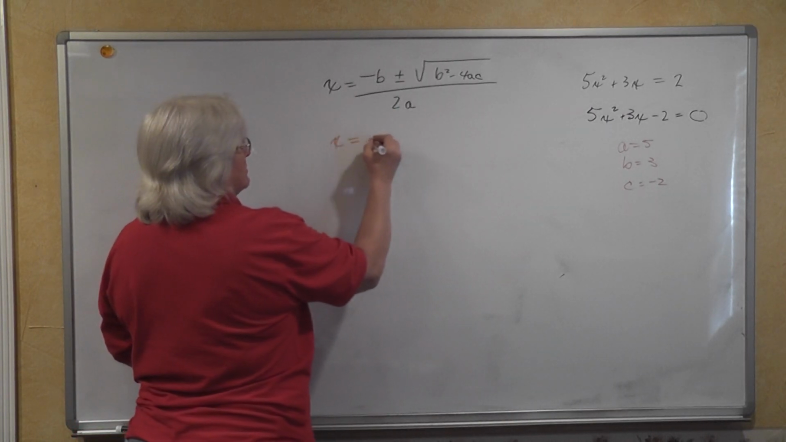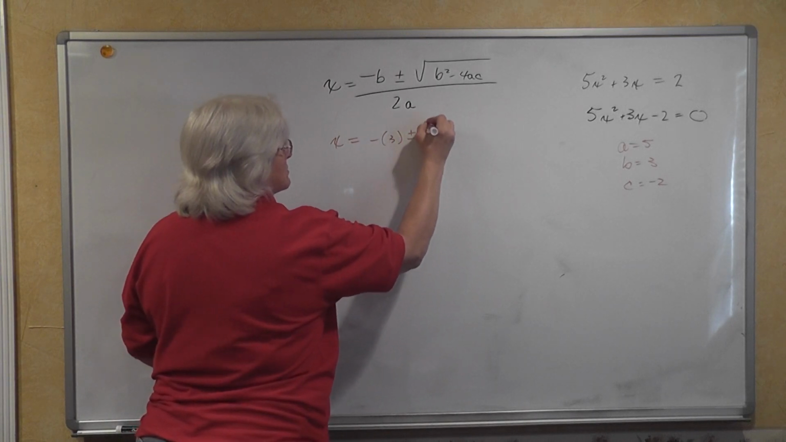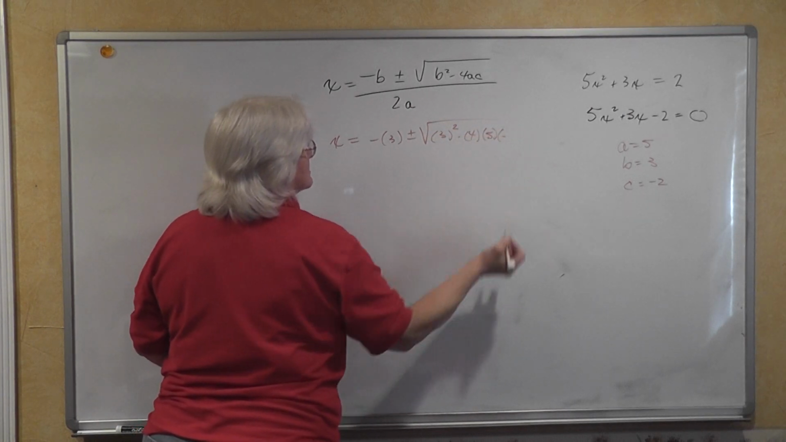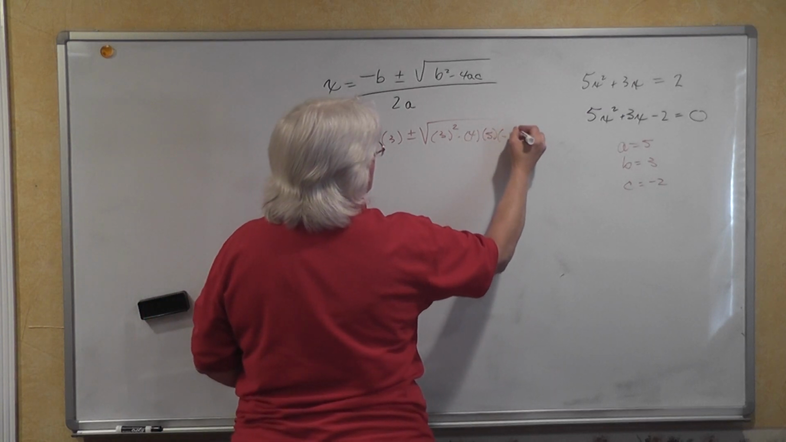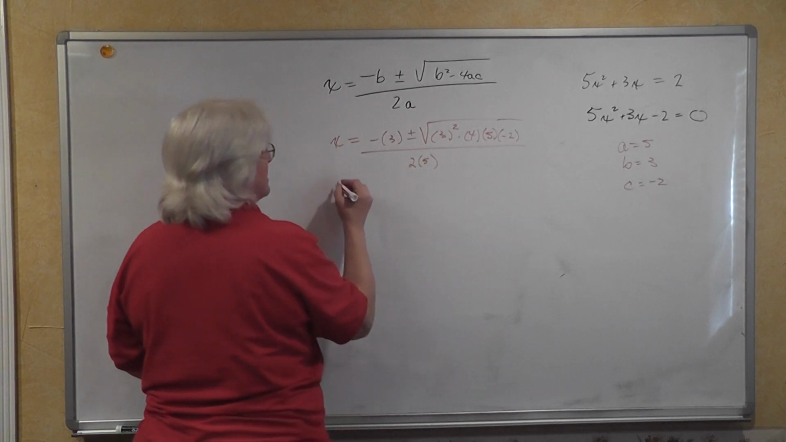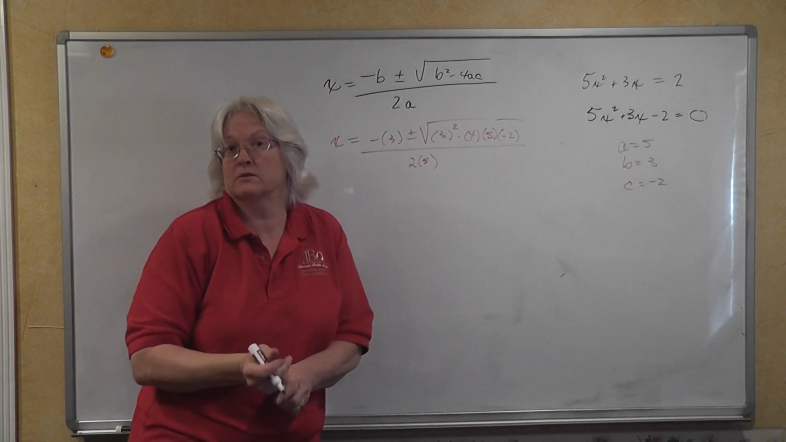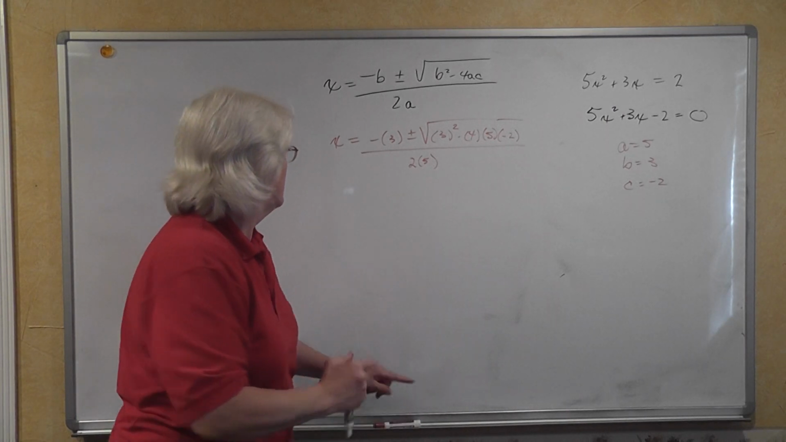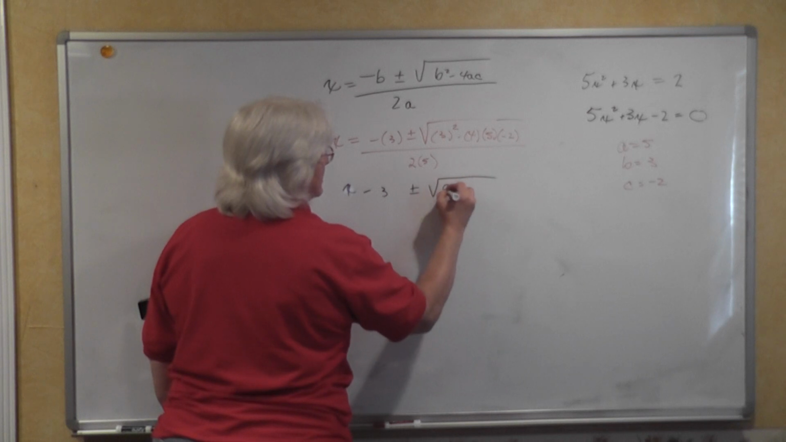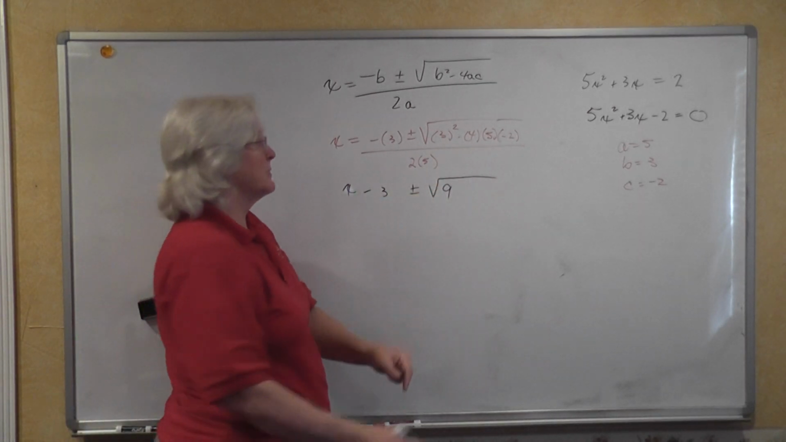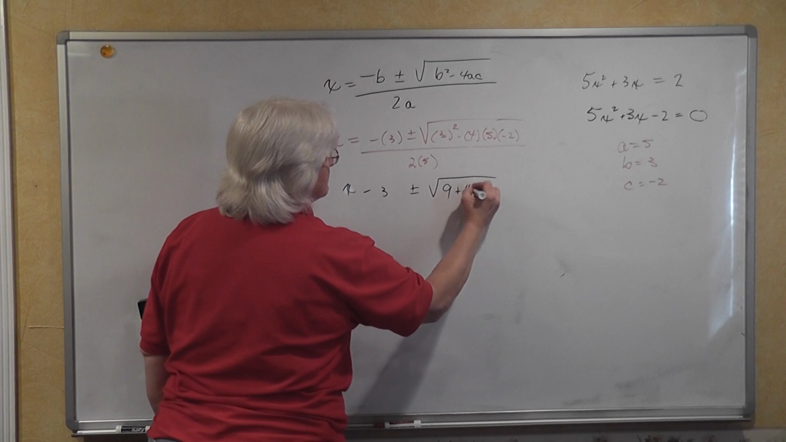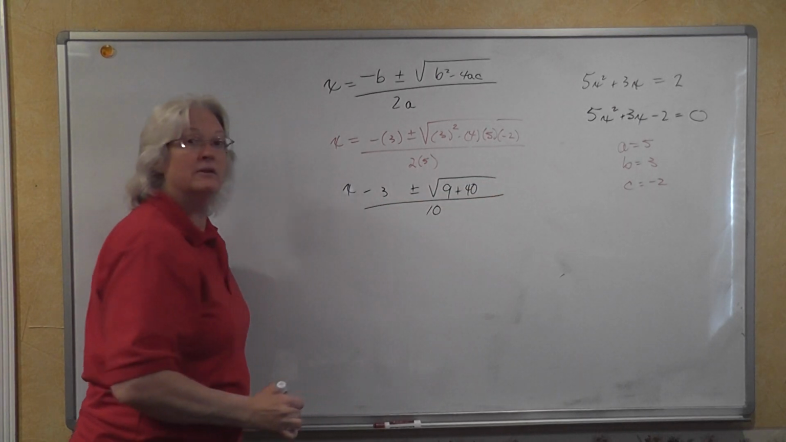So we have X is equal to the opposite of 3 plus or minus the square root of 3 squared minus 4 times 5 times a negative 2. All of this divided by 2 times 5. And then you simply go through the process of finishing up your algebra. X is equal to negative 3 plus or minus the square root of 9. Negative times negative is positive. 9 plus 4 times 5 is 20 times 2 is 40. 9 plus 40. All of this is divided by 10.